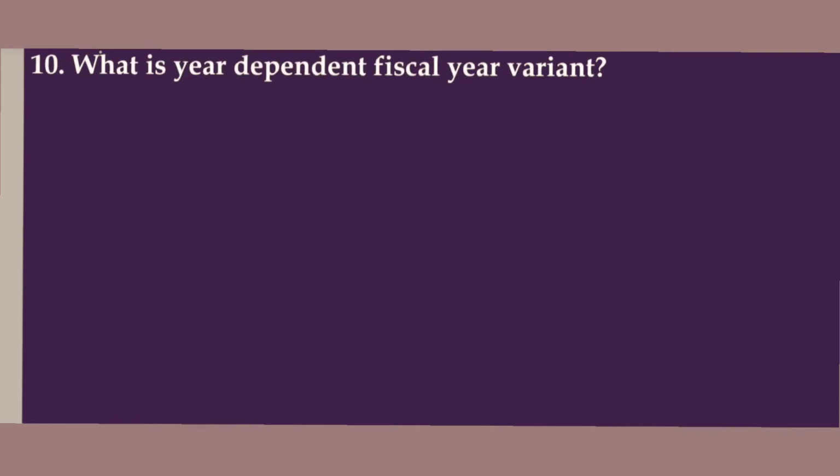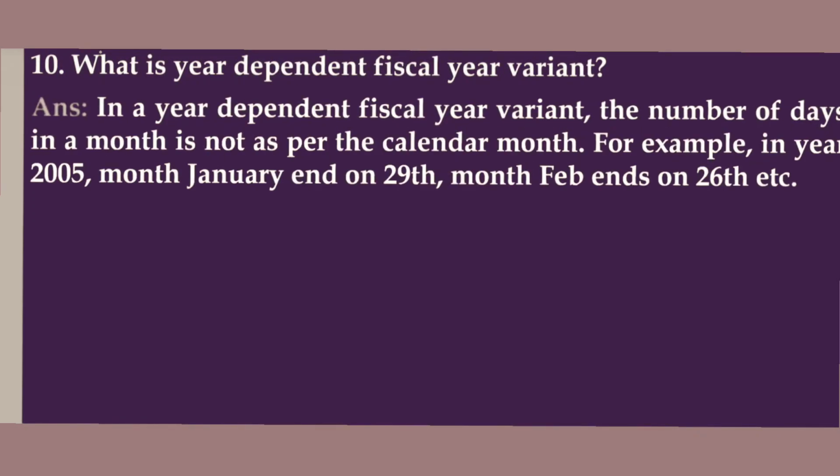What is year dependent fiscal year variant? In a year dependent fiscal year variant, the number of days in a month is not as per the calendar month. For example, in year 2005, month January ends on 29th, month February ends on 26th.